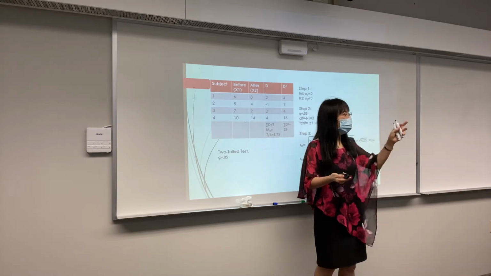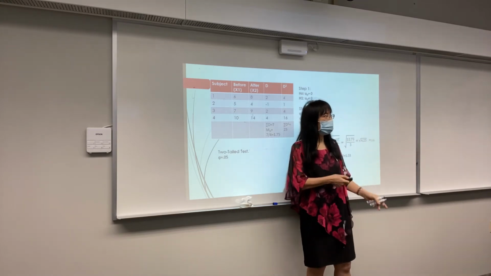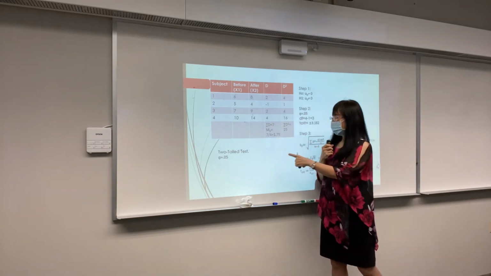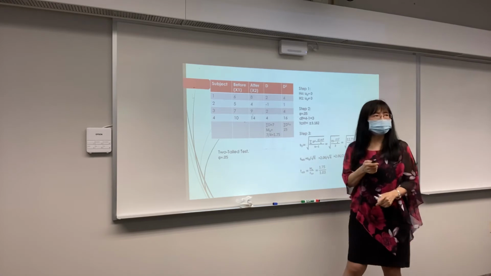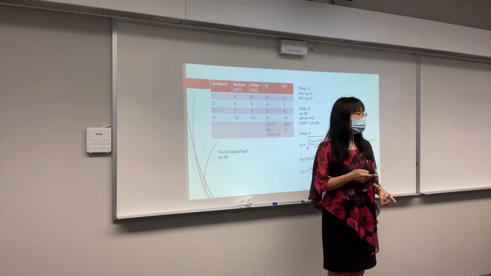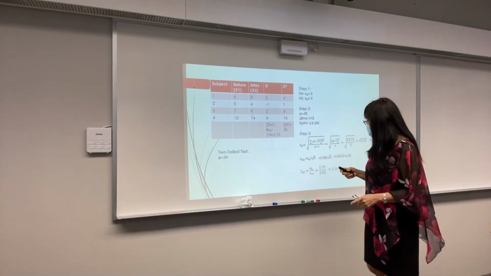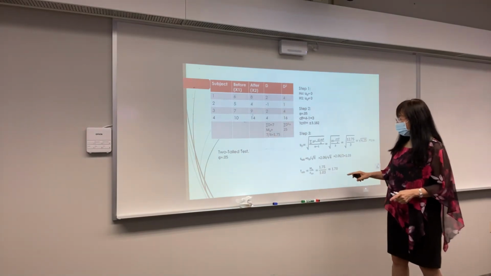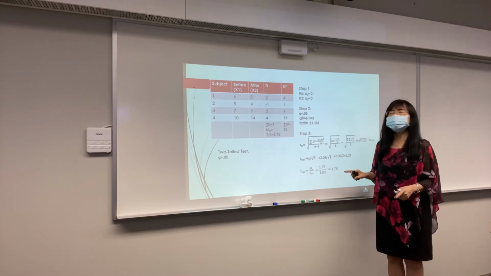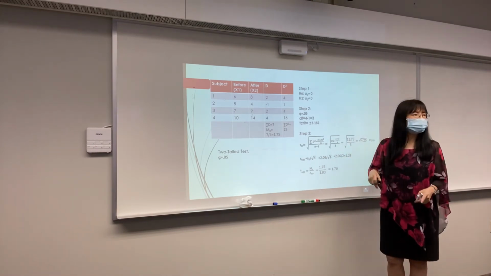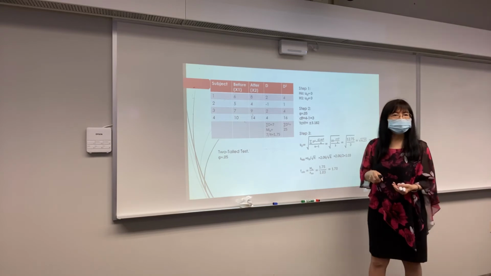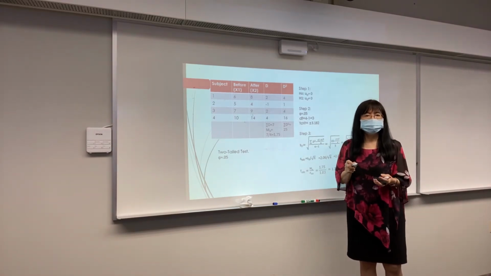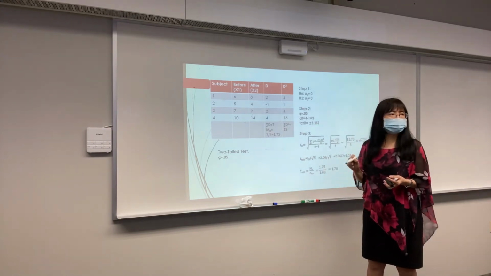So you got 1.75, that's from here, right? We calculated this one, and divide by 1.03. So we got 1.70. Okay, now when you compare 1.70, to which number? How do you make the decision? Compare with T critical, right?